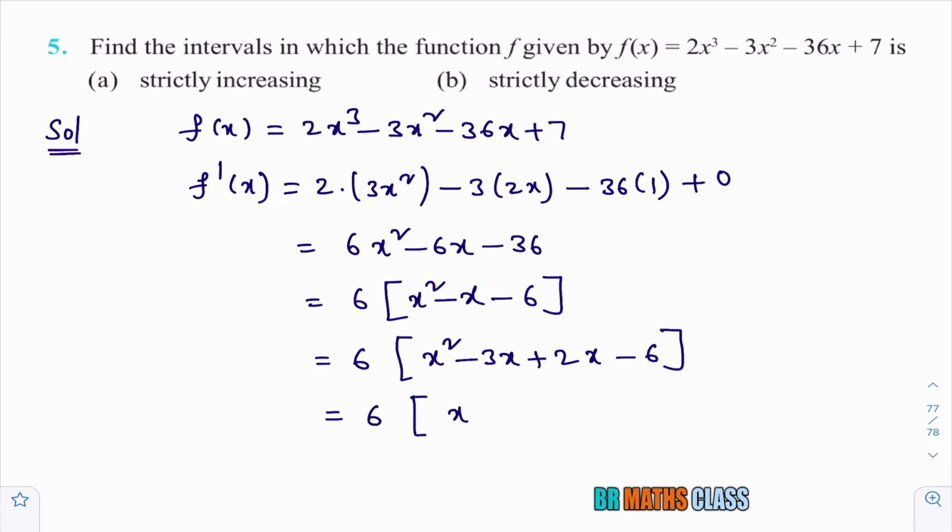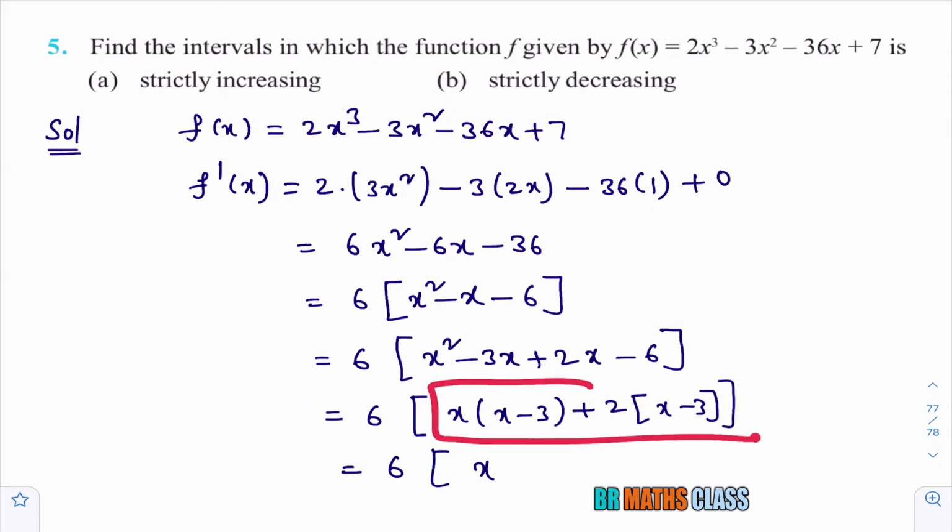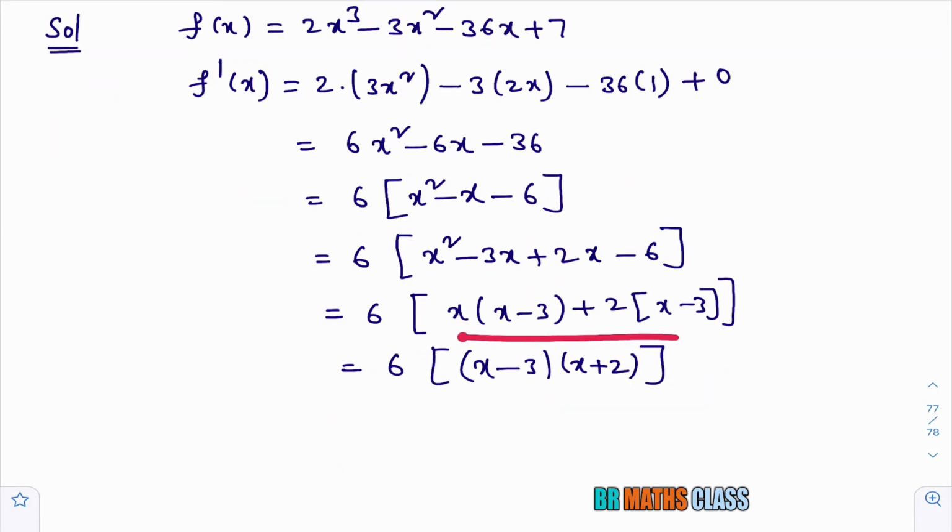6, in these two terms you take x common, then what will you get? x into x minus 3, plus in these two terms you take 2 common, then what will you get? 2 into x minus 3. This expression can be written as, you take x minus 3 common, x minus 3 into x plus 2. What is this? This is f dash of x.